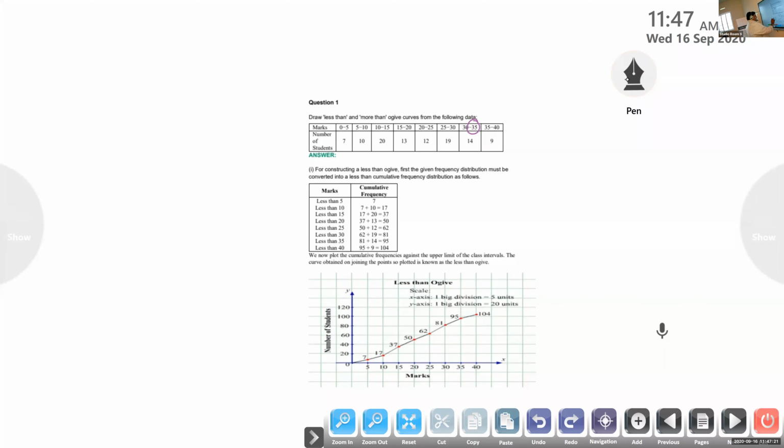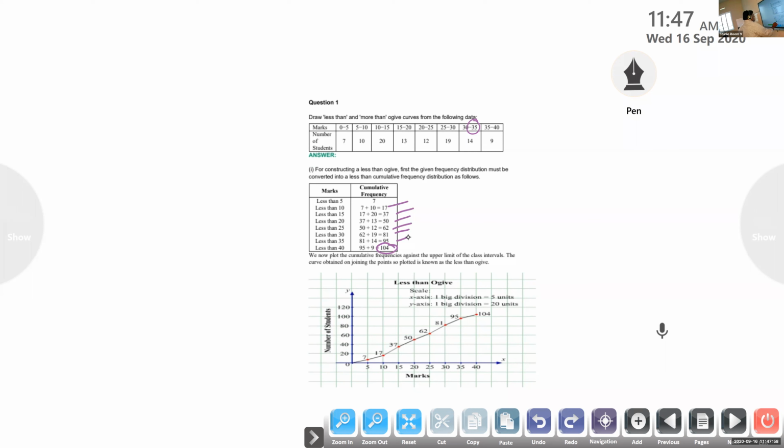Okay, the number of students is mentioned on the y-axis, the vertical axis. So 20, 40, 60, 80, 100 and 120, because the maximum number we got here is 104, so we want to take a maximum of 120. Starting from 0, 20, 40, 60, 80, 100 and 120. The next activity is to plot all these points on the graph.